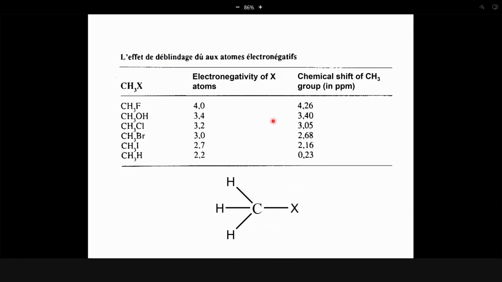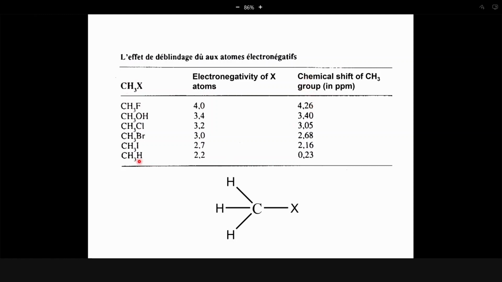So how it works here on this table, you see that we compare the chemical shift of the protons of the CH3 here, depending on the substituent close to the methyl group. Here is the electronegativity of the substituent, and you see the electronegativity decreases. And here is the evolution, the change of the chemical shift.